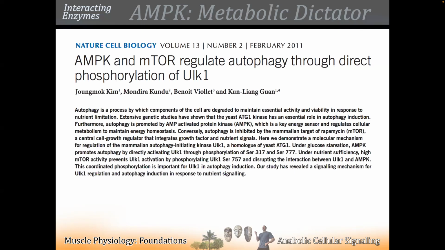So in nutrient scarcity, AMPK phosphorylates ULK1, UNC-51-like autophagy activating kinase. You don't need to know that. But it phosphorylates that, and that promotes autophagy. And also it goes through FOXO as well. And then when your cells notice that they're well fed, mTOR phosphorylates it, obstructing the interaction between AMPK and ULK1. So mTOR turns this off, and then AMPK obviously turns it on.